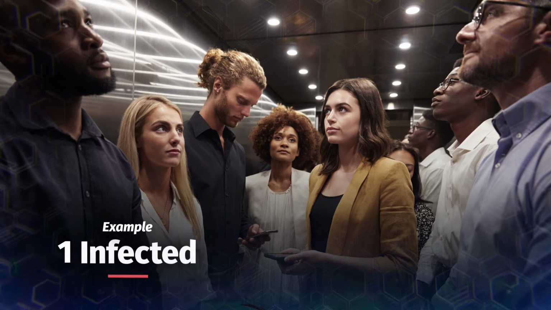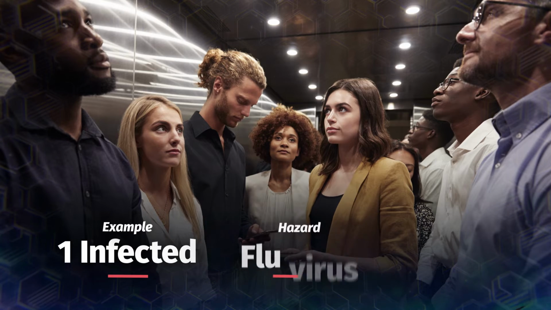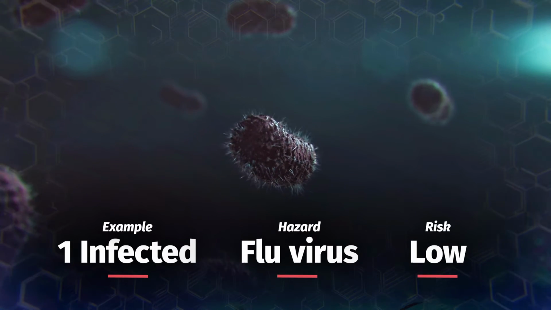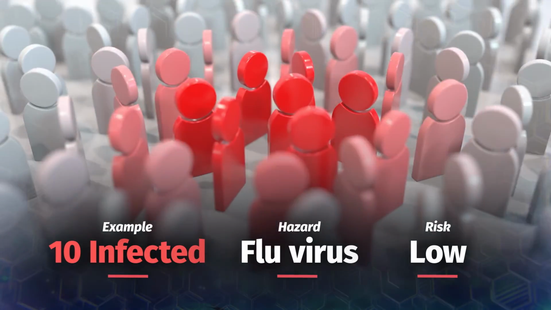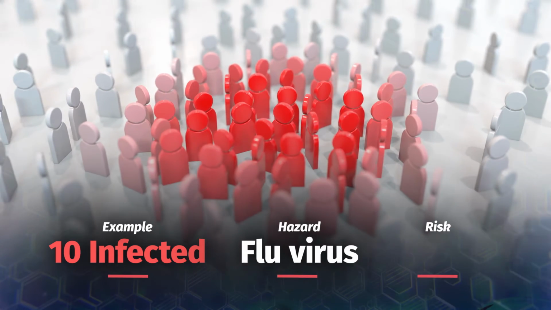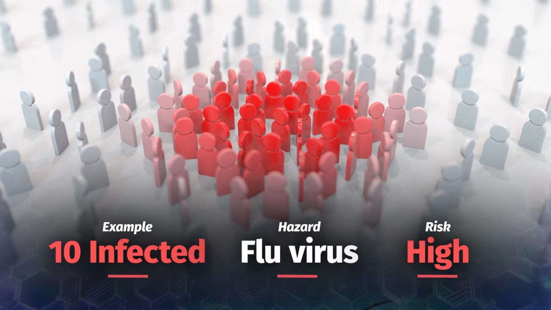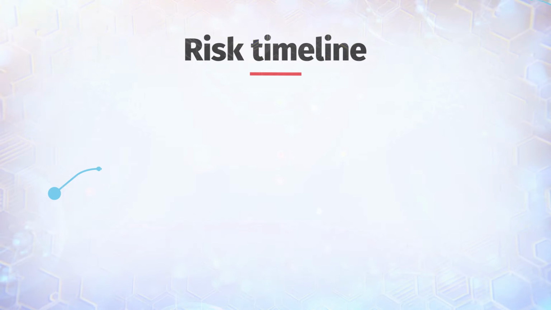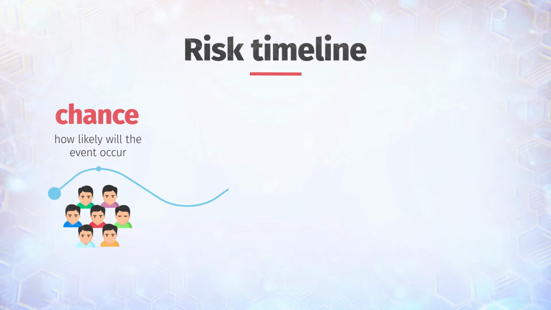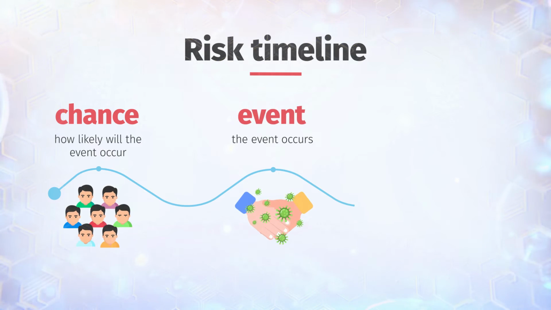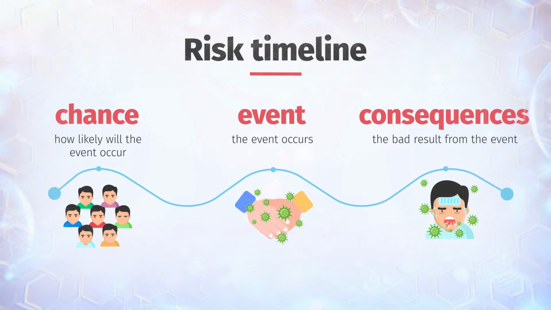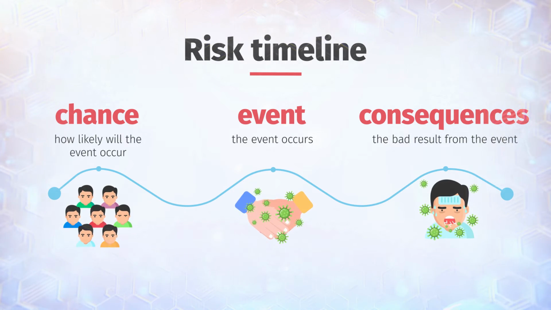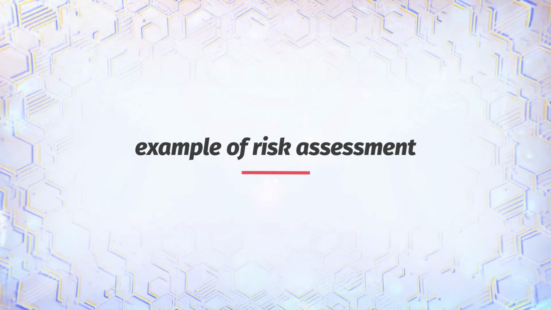For instance, say you were in a room with 10 people and one had flu. The hazard is the virus, but the risk of getting infected would be pretty low. However, if all 10 people were infected, the hazard is still the influenza virus, but now the risk of getting infected is much higher. See the difference? You can also look at risk on a timeline. First is the chance the event will occur, then the actual event occurs, and finally, there are the consequences of that event. We tend to focus mainly on the consequences of the event because it's easy to see and it personally affects us.